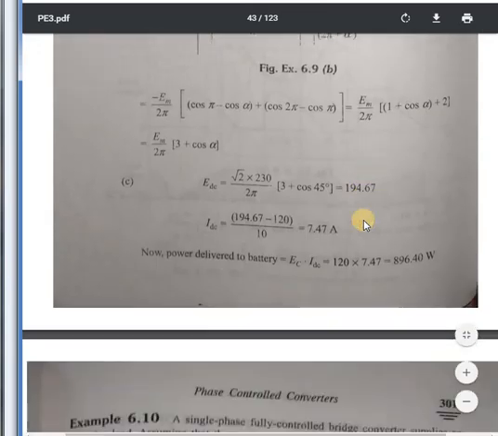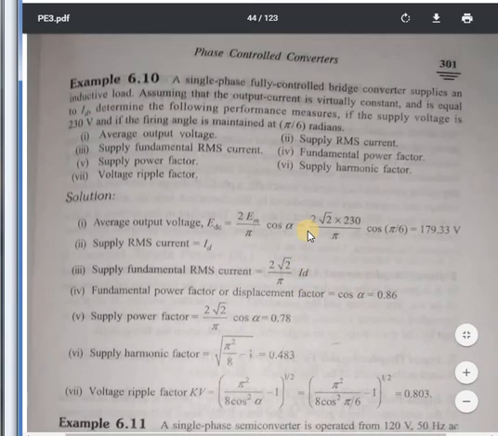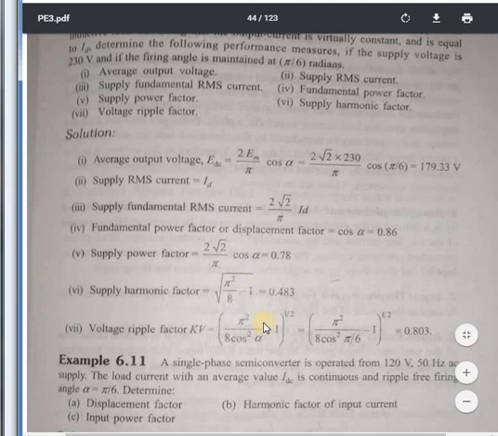So this is for semi-converter problems. There is another problem where you have to use a fully controlled bridge converter. You find out the parameters by considering pi by 6 radians. So you just have to consider the angle as pi by 6, that means 30 degrees, and find out the values.